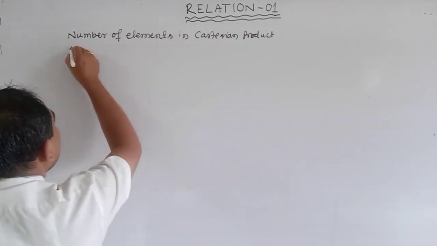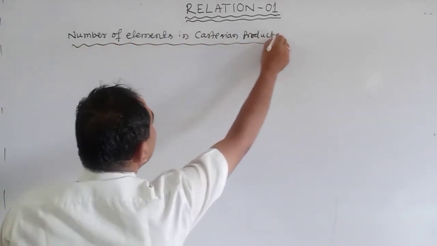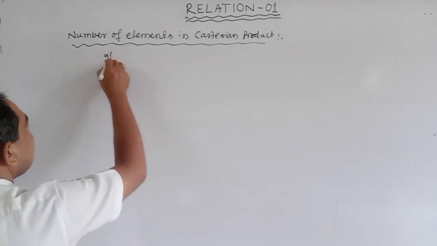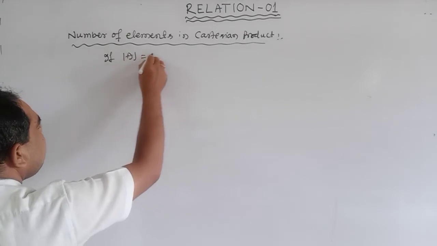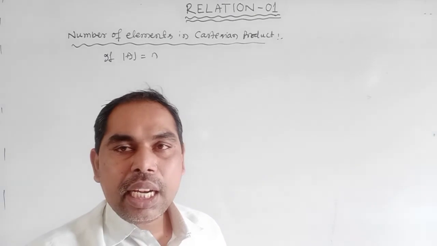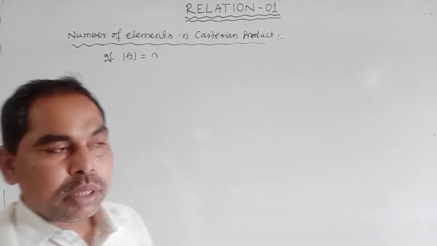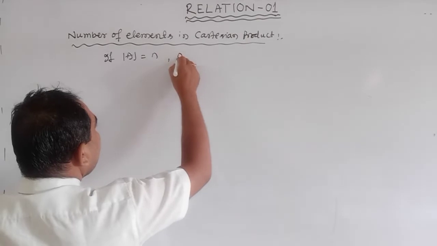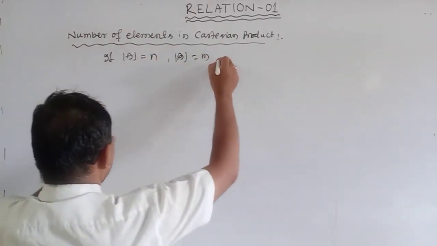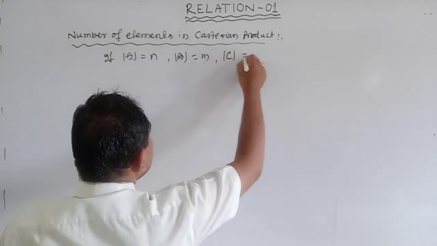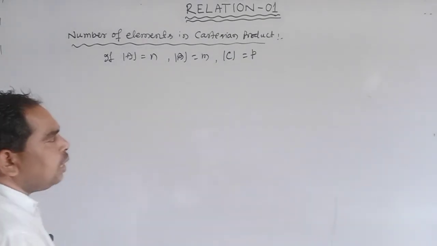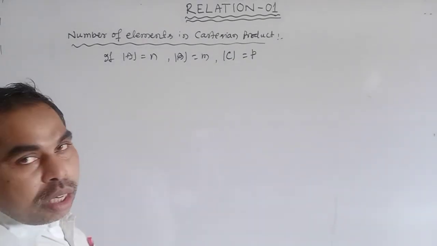Number of elements in Cartesian product. If mod of A is n, it means set A contains n number of elements. Mod of B is equal to m. Mod of C is equal to small p, that means C contains p number of elements.